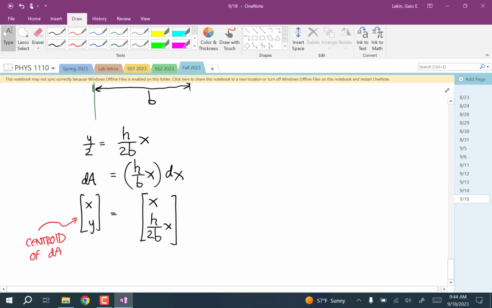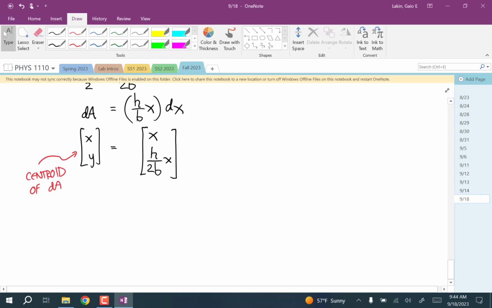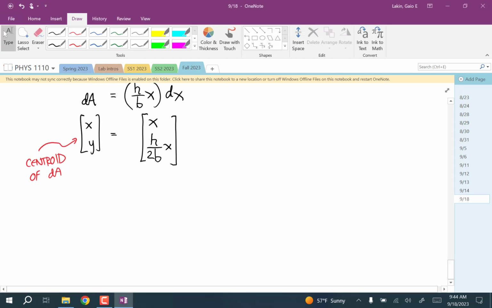Anybody have any questions about any of these things I've done here? You don't really have to understand that. Really what you need to have is kind of a big picture. Just remember that if you're careful about your dA, you can go through, re-express this in terms of variables, and then calculate this.